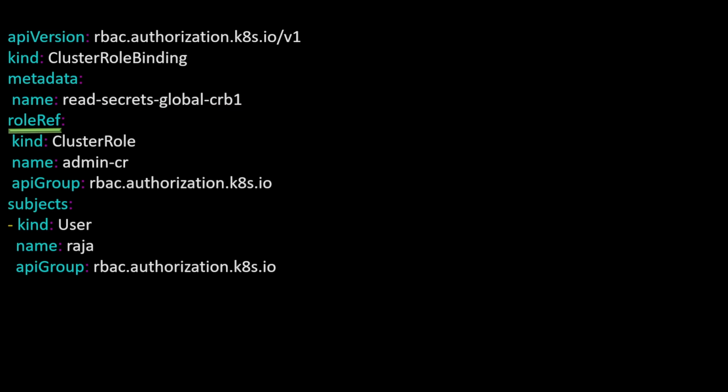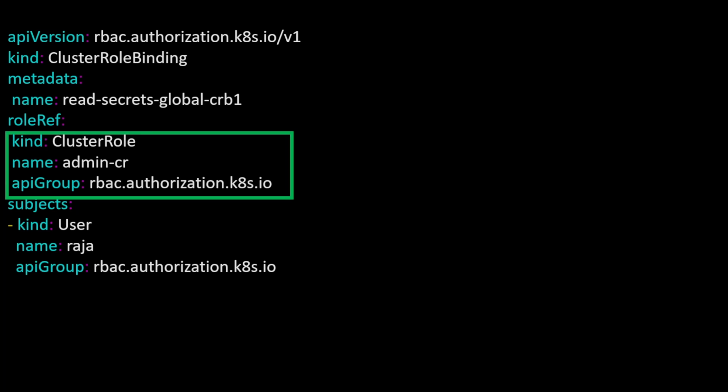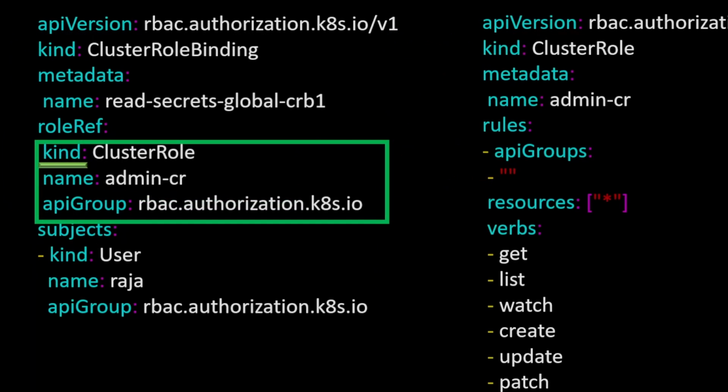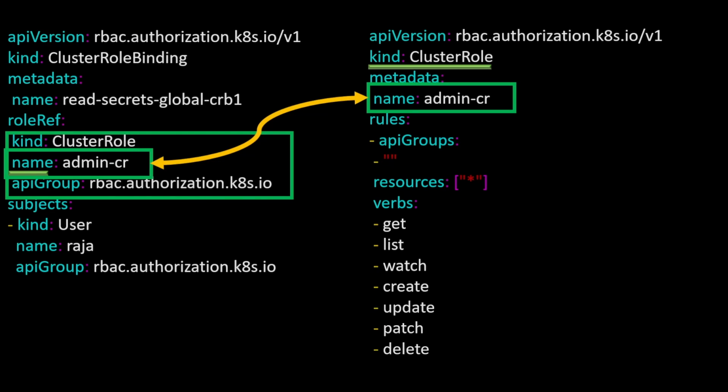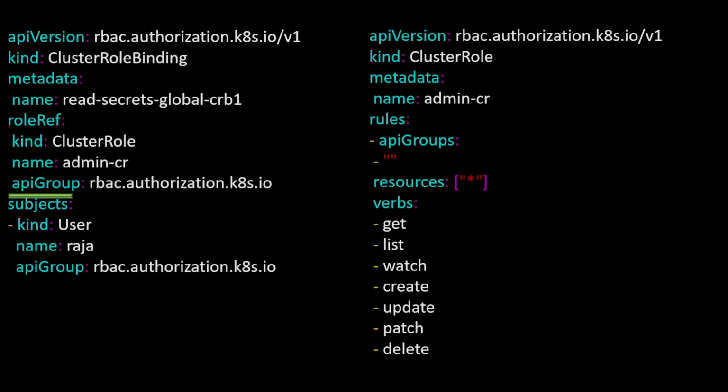We have a new section, roleRef, role reference. Beneath this, we mention kind, name and API group. Kind is ClusterRole and name is admin-cr. That should match the ClusterRole name. In the API group, we have rbac.authorization.